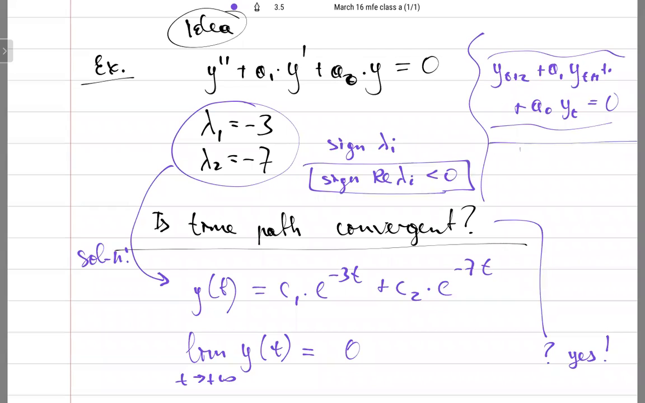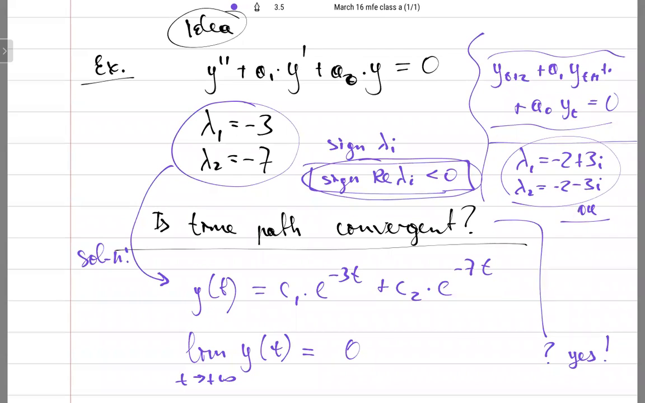Lambdas like lambda 1 minus 2 plus 3i and lambda 2 minus 2 minus 3i. This pair of lambdas is okay, because I will have exponent minus 2t times some bounded cosine of 3t and sine of 3t. So this is also okay. So what I do care about is the sign of the real part of roots.